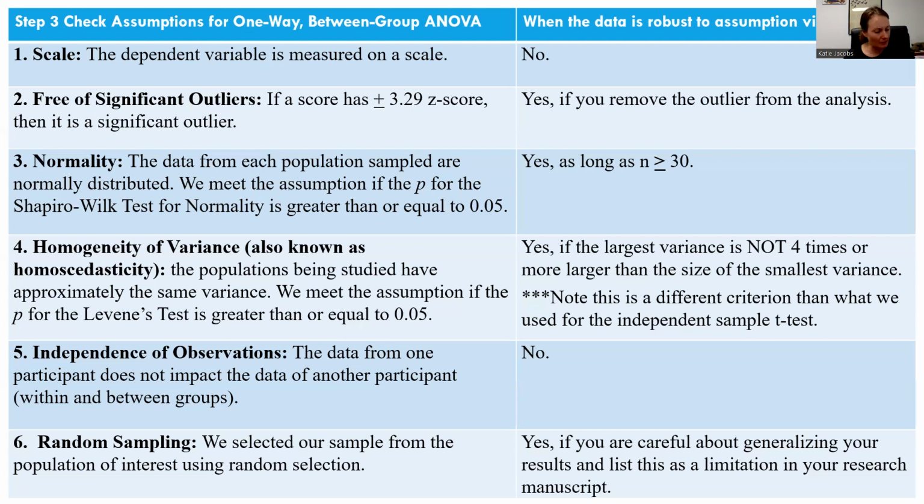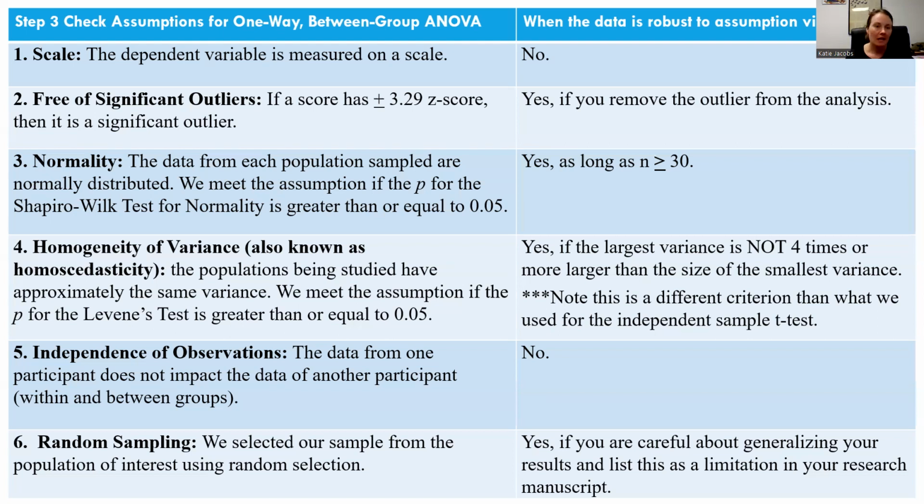Now, if we violate the assumption, our analysis is robust to the violation as long as the largest group variance is not 4 times or more larger than the smallest group variance. The way that you would figure that out is you would take the variance of the largest variance group and literally divide it by the smallest variance. If that number is less than 4, you're good to go. If not, you can't run this analysis. This is slightly different than what we saw with the independent samples t-test, so it's really important to keep those separate.